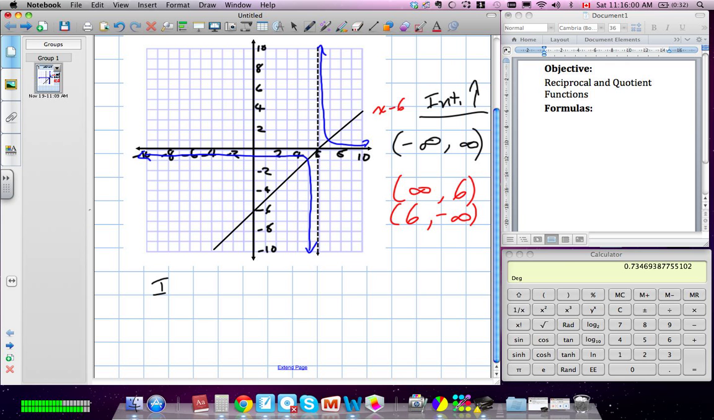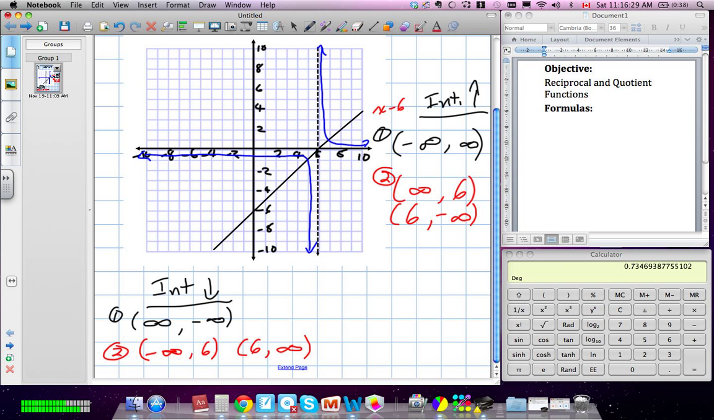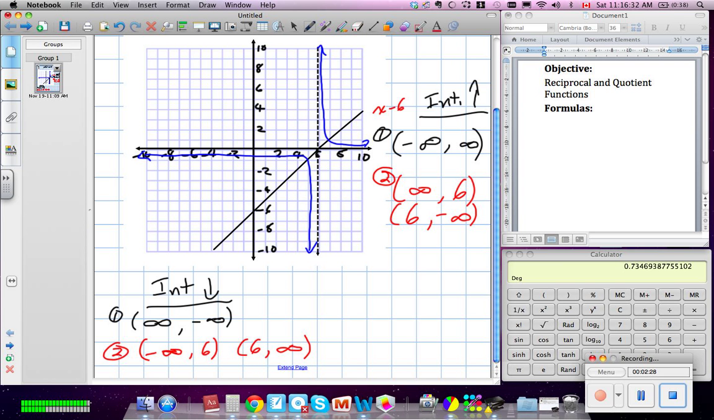Our intervals of decrease are the exact opposite of what we read before. For our first function, it would be going from infinity to negative infinity. And for the second function, well, this one works. It's going from left to right. It's constantly decreasing. So we start at negative infinity to 6 because 6 is our asymptote. And then again from 6 to positive infinity, it's a decreasing function. So that would be the intervals of decrease for that one.